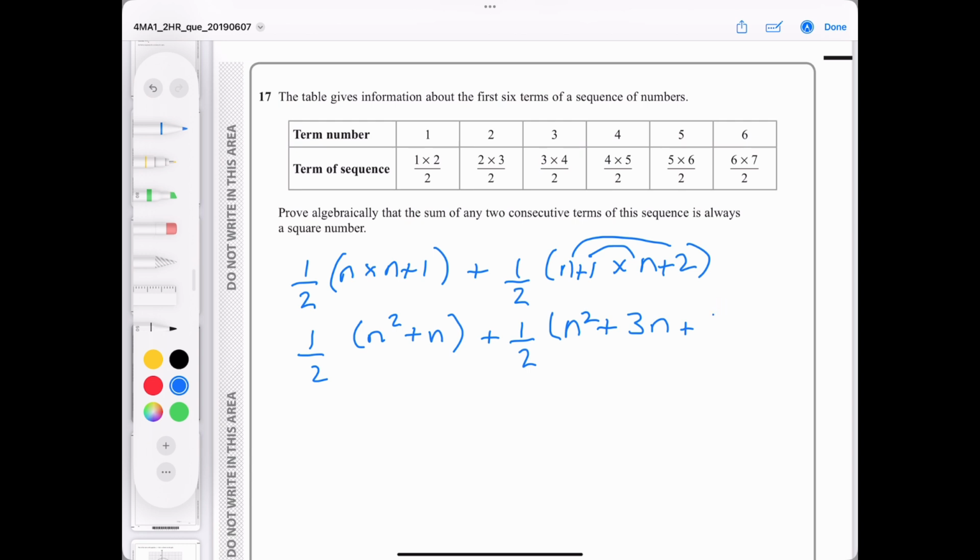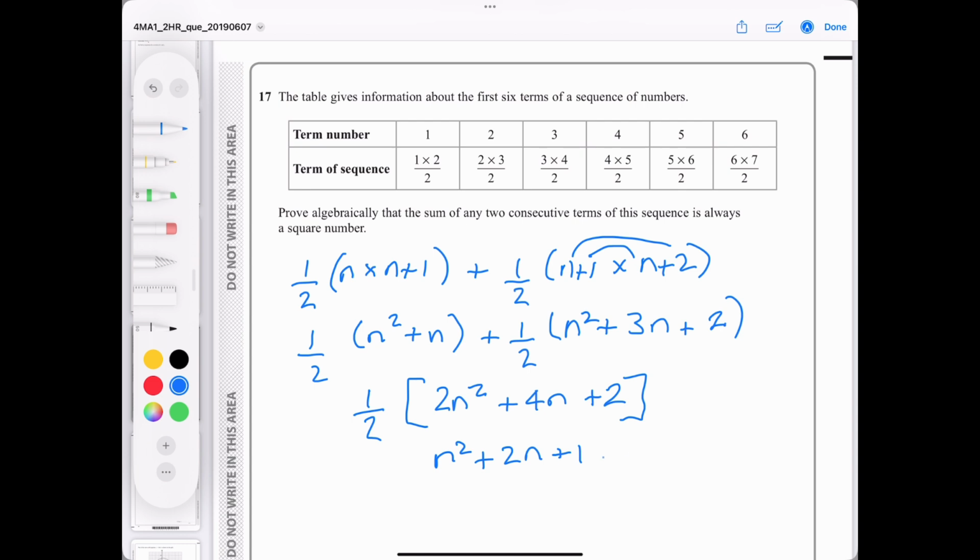No, plus 2. So that we can add them all together. So we can take a half out the front, and it's 2n squared plus 4n plus 2. Now we can halve all of those, so we get n squared plus 2n plus 1.